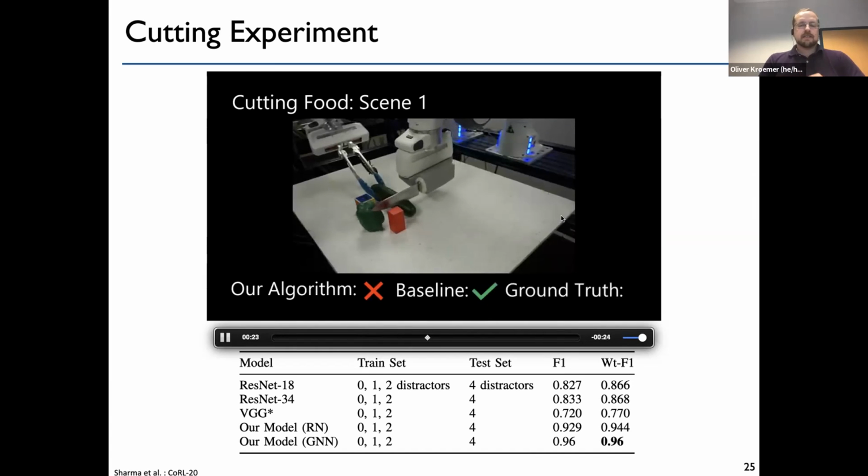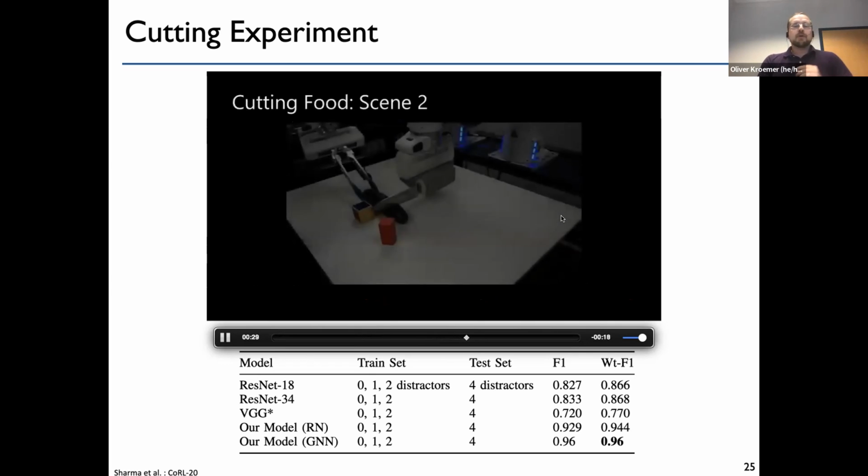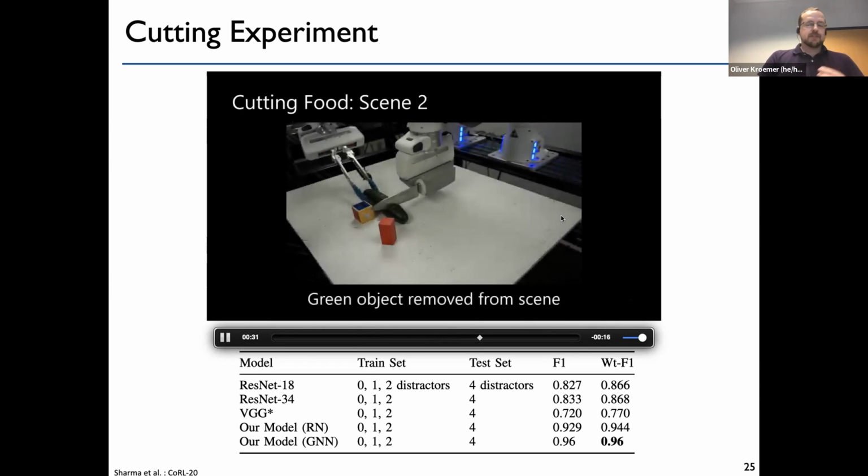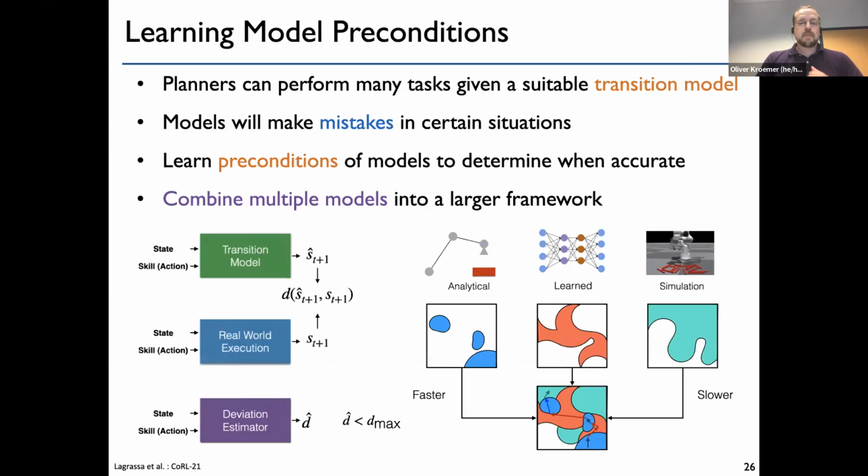And in this case, it predicts that it's not going to succeed, and in fact, it does start cutting into some other object, which it shouldn't. If we remove that object, though, then it predicts that it is going to work, and at that point, it is actually a safe cutting motion.